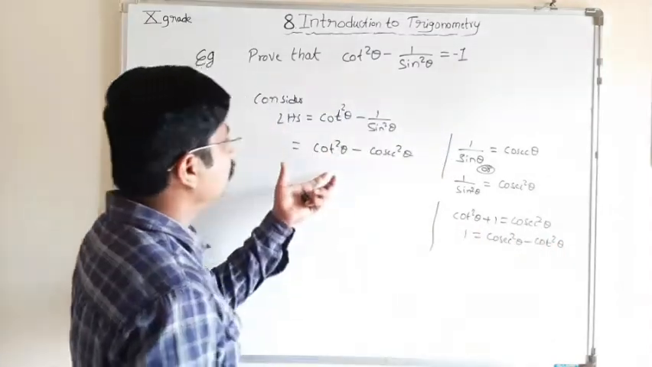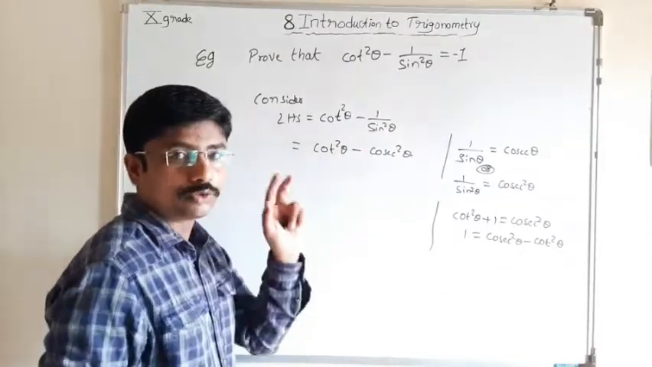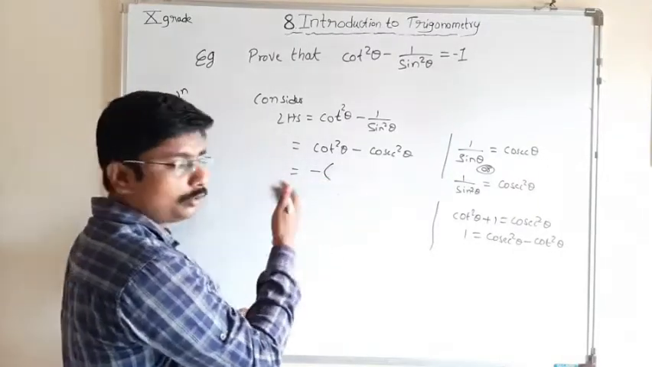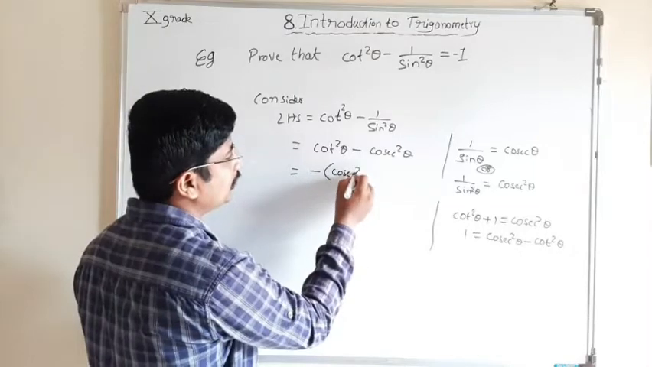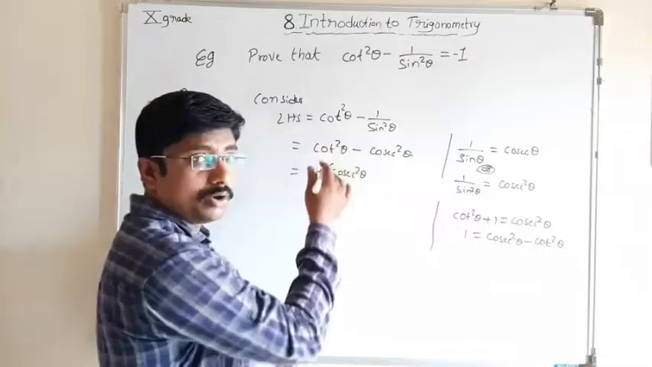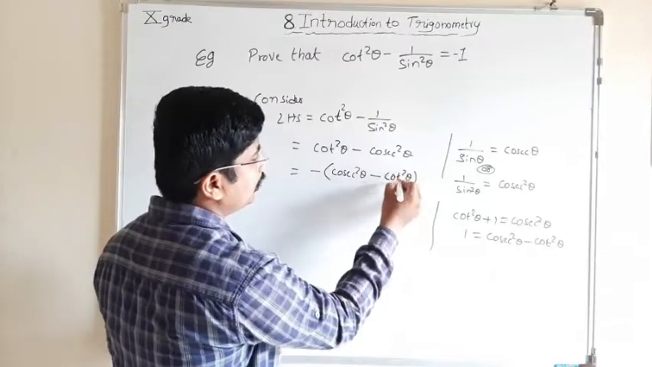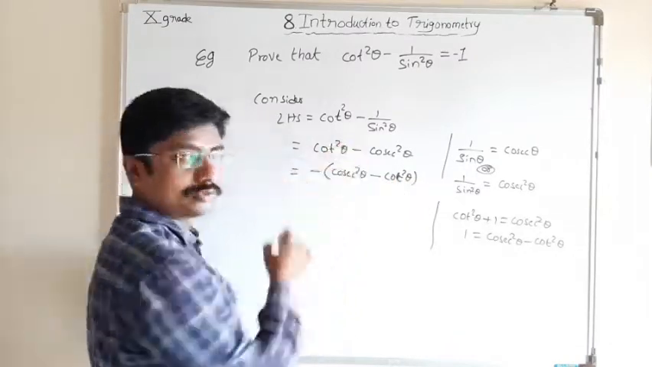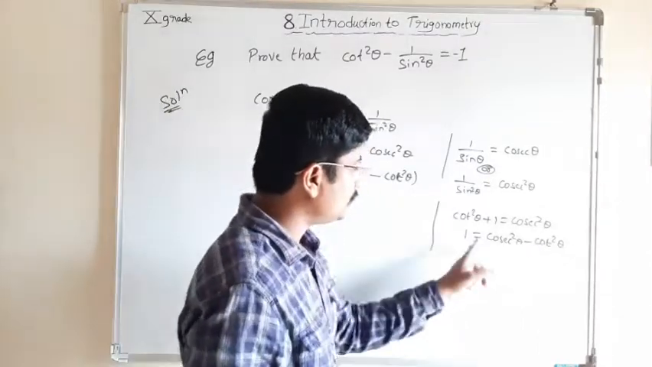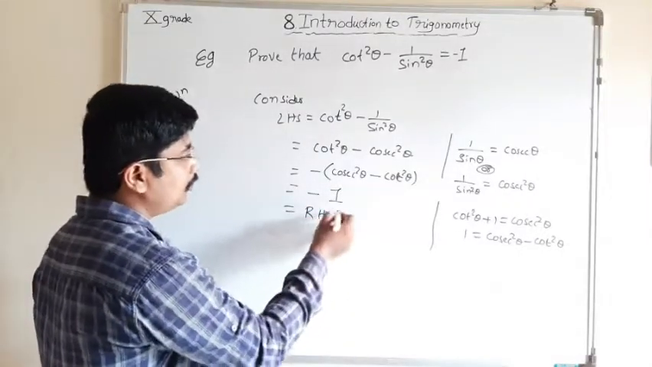See, we want to convert it in the form of cosec square theta minus cot square theta. For that reason, I will take minus out. What will we get there? Minus into cosec square theta minus cot square theta. I want here positive cot square theta, so minus into minus cot square theta will give plus cot square theta. This is equal to minus of cosec square theta minus cot square theta. It is nothing but 1. Therefore, it is equal to minus 1, which is equal to RHS.